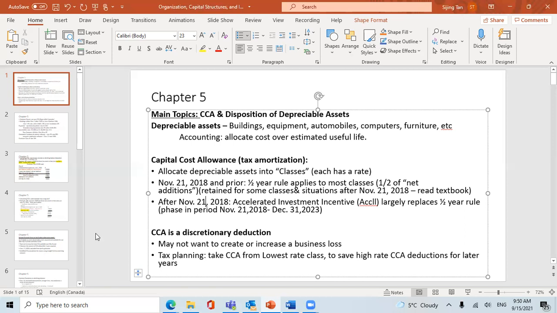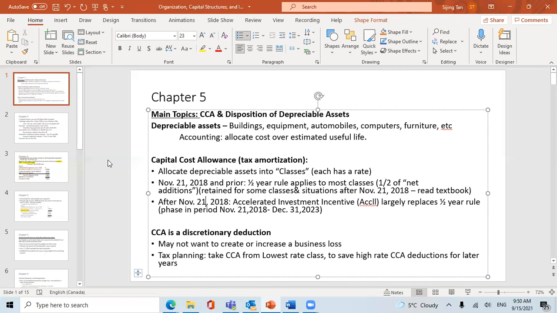One more time, I want to say a little bit more about the accelerated investment incentive method. This method is trying to accelerate the amount of CCA that the business is allowed to claim. It substantially increases the amount of CCA that can be taken on acquisition for the first year. So they give you more credit for the first year, but after the first year, it goes as a straight line or declining method.